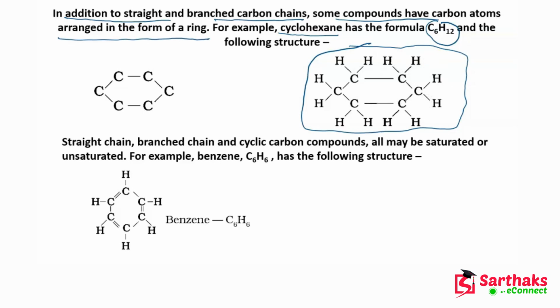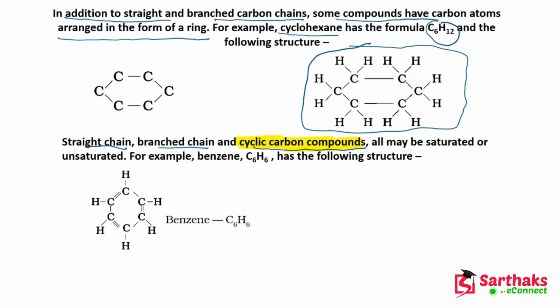Now this is a saturated carbon ring because there are only single bonds. These straight chain, branched chain and cyclic carbon compounds, the ones present in the form of a ring, are known as cyclic carbon compounds. I am highlighting this here for you. These may be saturated or unsaturated. Saturated is where only single bonds are present, and unsaturated is where double and triple bonds can also be present.